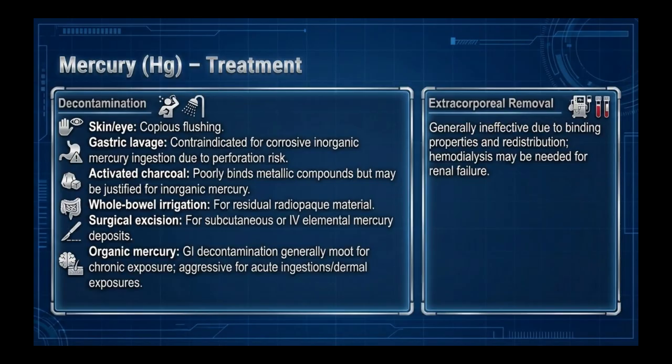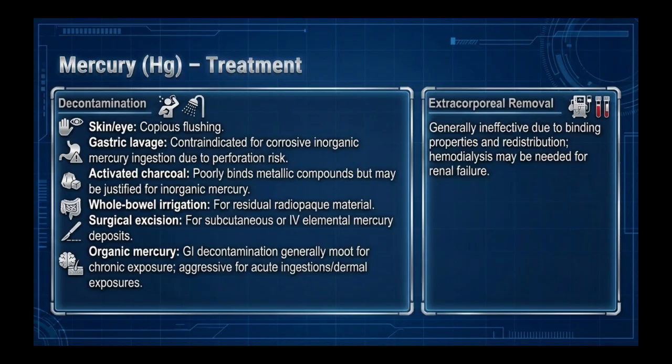However, it may be justified in cases of inorganic mercury due to the potential for serious complications and the significant adsorption capacity of charcoal. Whole bowel irrigation with polyethylene glycol can help remove residual radiopaque material from the gastrointestinal tract. For subcutaneous or intravenous deposits of elemental mercury, surgical excision is indicated if the deposits are accessible.